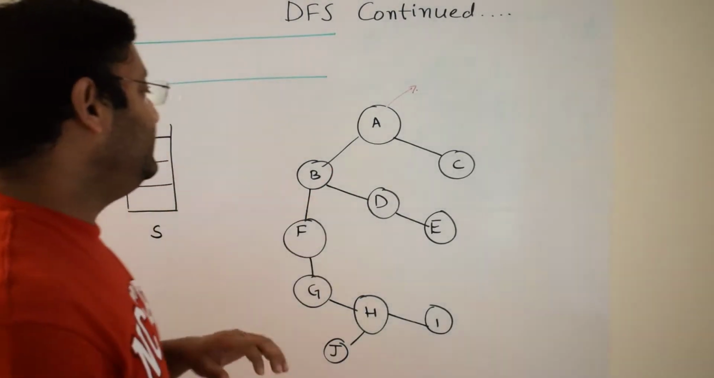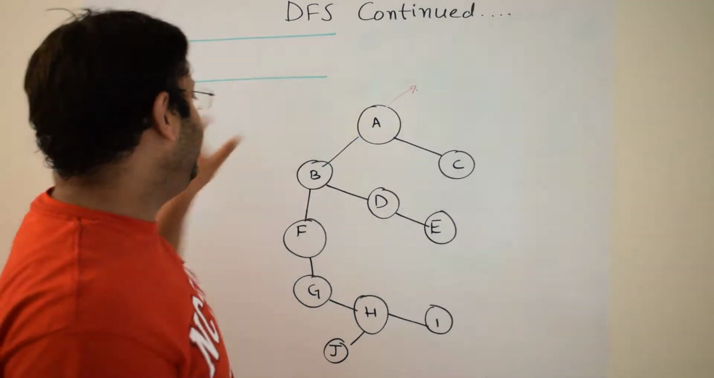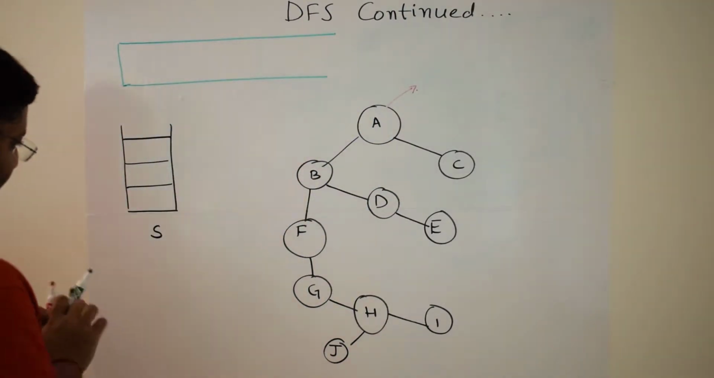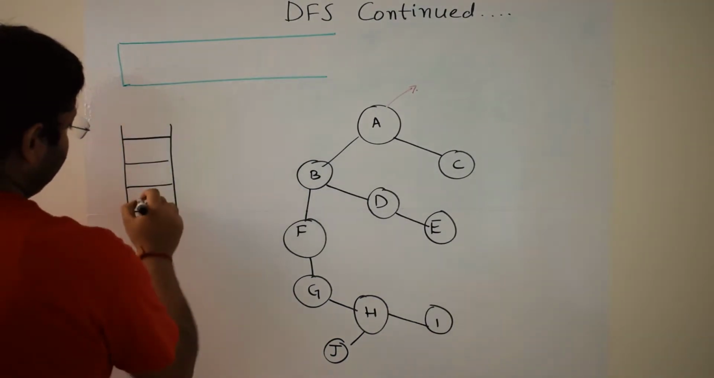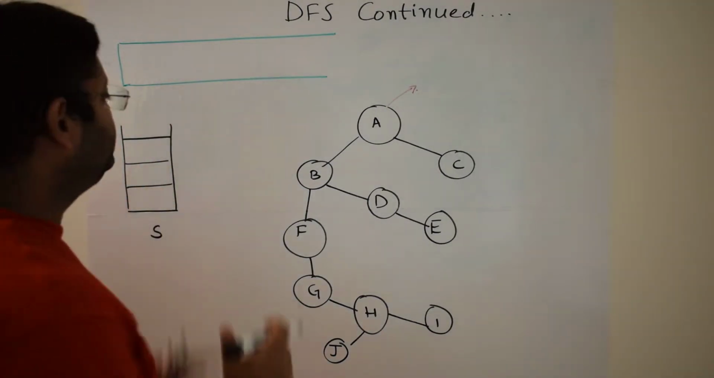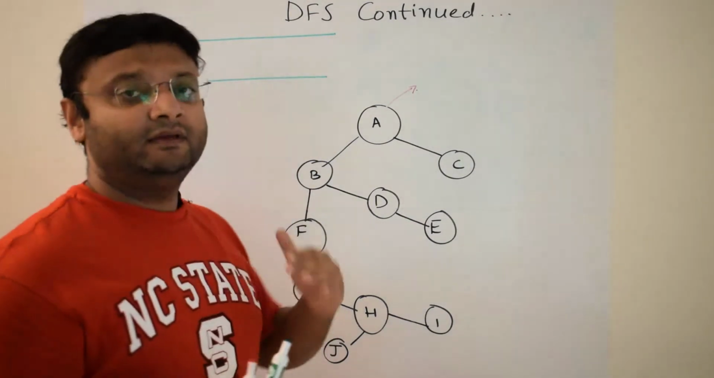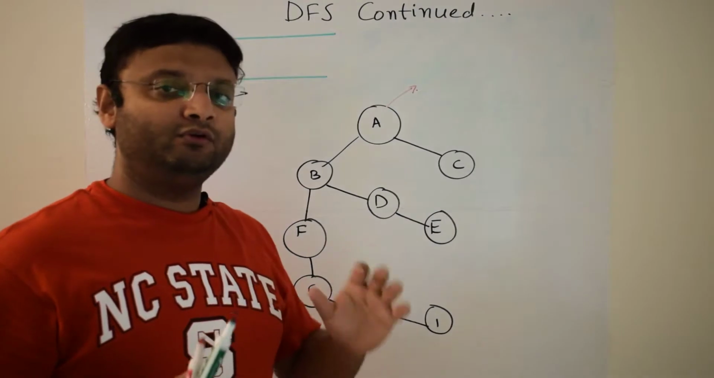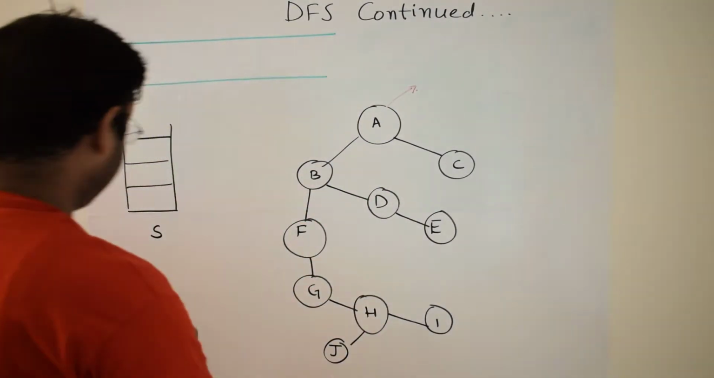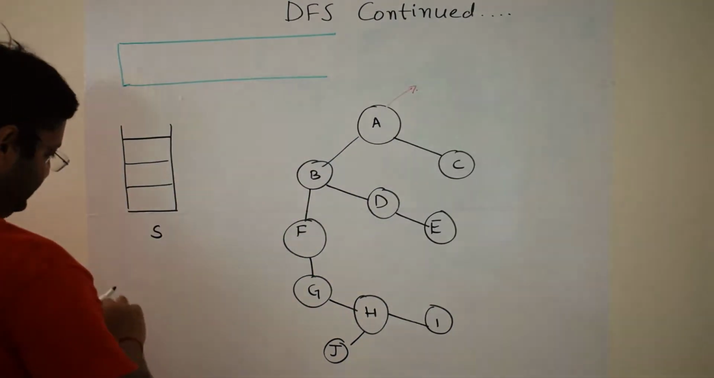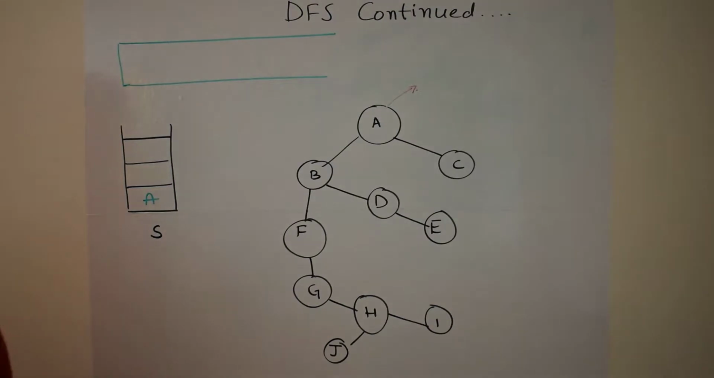So how do we proceed? First of all, since we are starting from A, we'll put A into the stack, correct? So here we have pushed. I'll use the word pushed. Push means putting something into the stack, and pop means taking something out from the stack. And as you know, only the topmost element will be popped out. So let me push A into this stack, and here is my new stack.